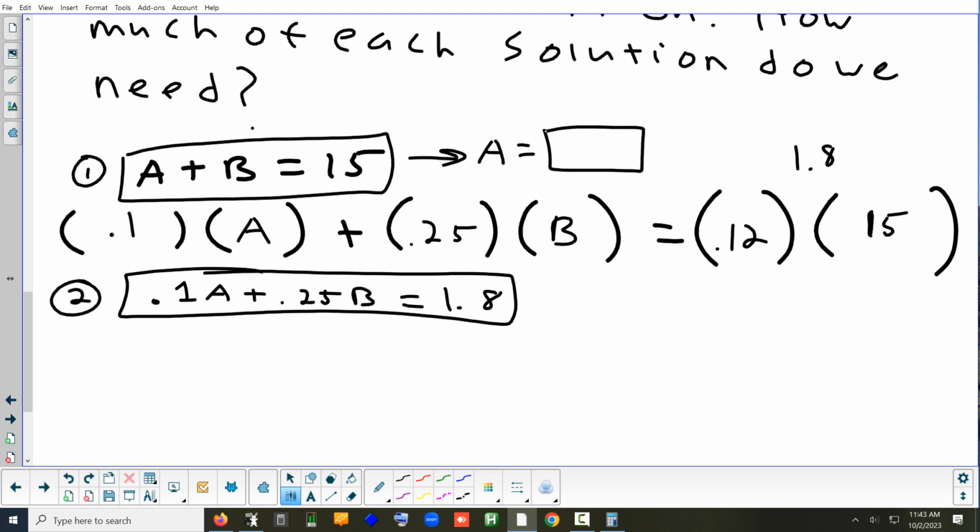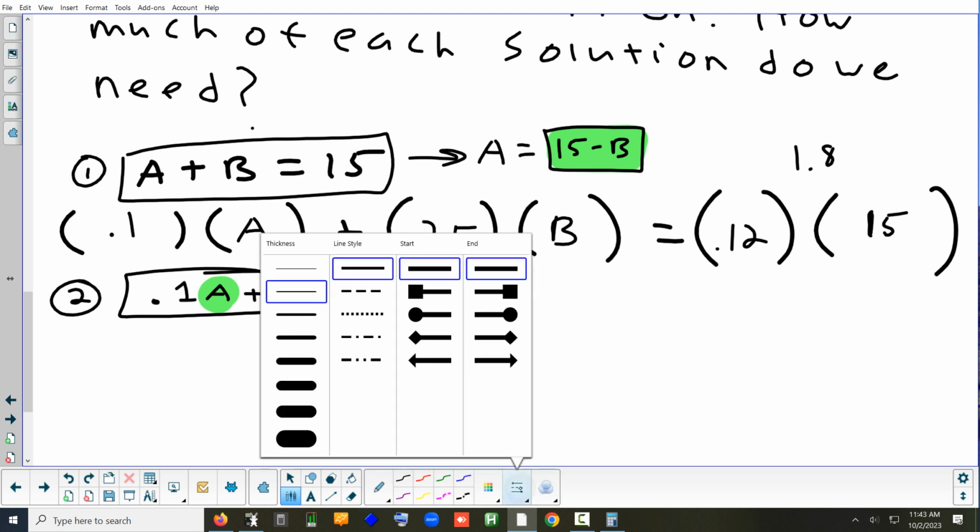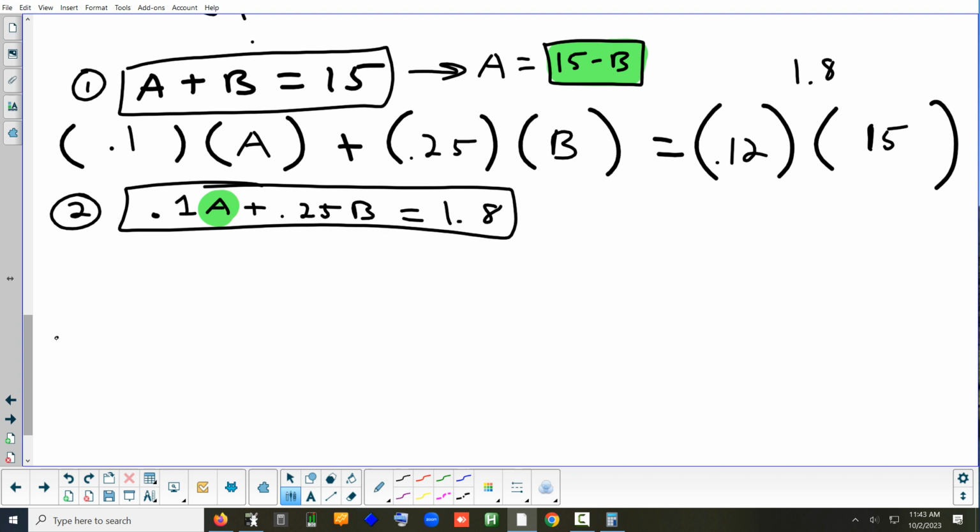what would A equal in that top equation? 15 minus B. Okay, now you've got a formula for A: 15 minus B. What am I going to do with that 15 minus B? Right, you're going to plug it in everywhere you have an A. So take 15 minus B and fill it in for A. Anybody remember what that's called? Substitution. Yeah, we're just substituting the A for a formula.